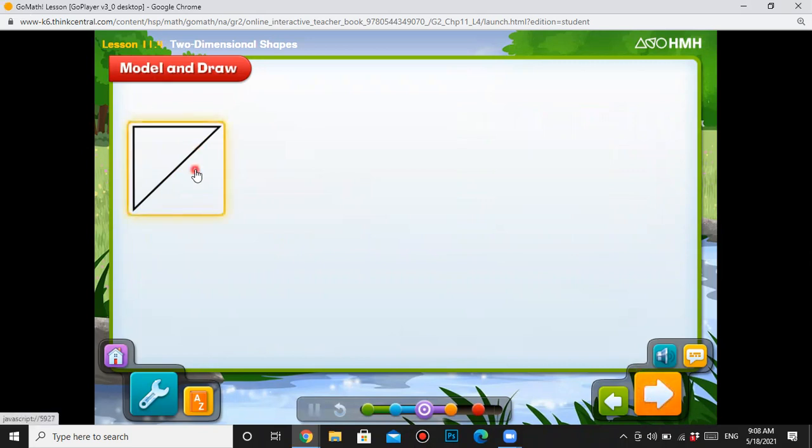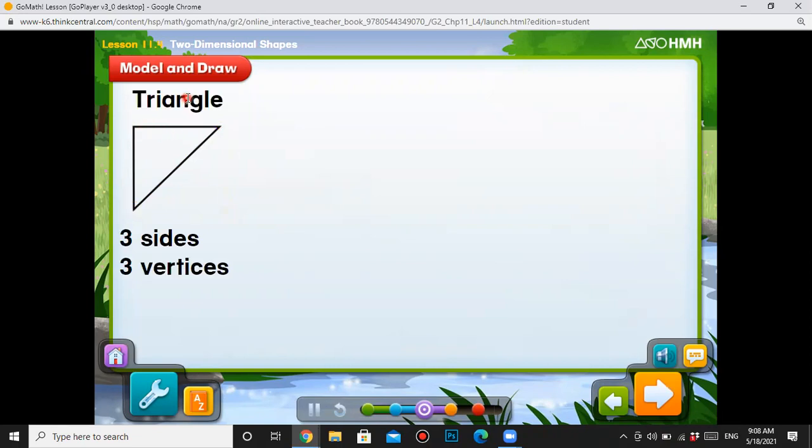So let us count how many sides, how many lines I have, and how many vertices. 1, 2, 3 sides. Now let's count the vertices. 1, 2, 3 vertices.